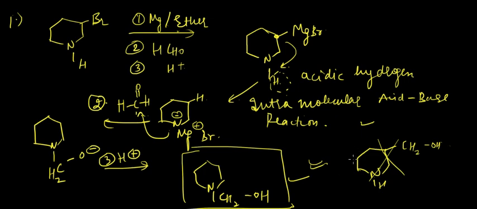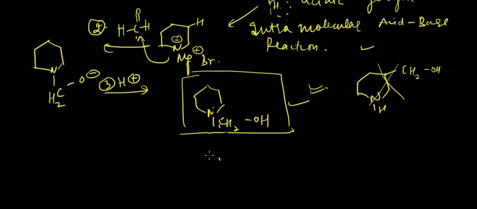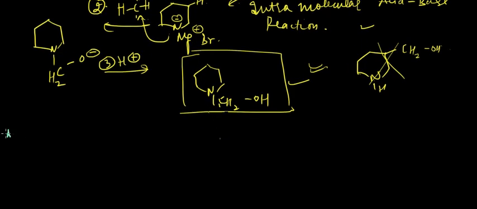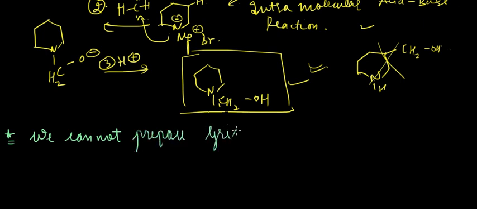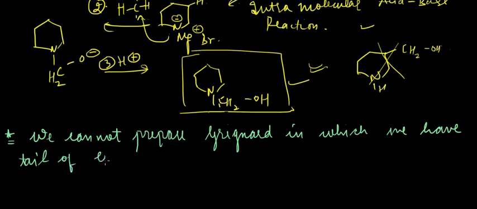So just keep in mind that we cannot prepare a Grignard reagent in which the tail of the Grignard has acidic hydrogen. Let me rewrite it here: we cannot prepare Grignard in which we have the tail of Grignard having acidic hydrogen.